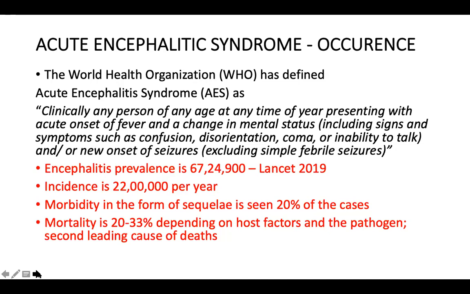Now, encephalitis, why is it so big? Because it has a prevalence of 67,24,900 people as of the Lancet 2019 publication, while the yearly incidence is 22 lakh people across the world. Now, it doesn't cause any small amount of problem, because morbidity in the form of permanent disabilities, which we call sequelae, is seen in 20% of the cases, while mortality is sometimes between 20 to 30%, 33% in some cases, depending on the pathogen and the host factors. It is defined as the second leading cause of death in the Lancet paper, which actually described all the diseases of the world, which is a survey done by the Gates Foundation.